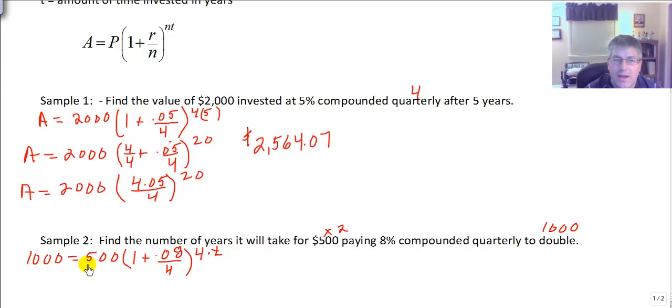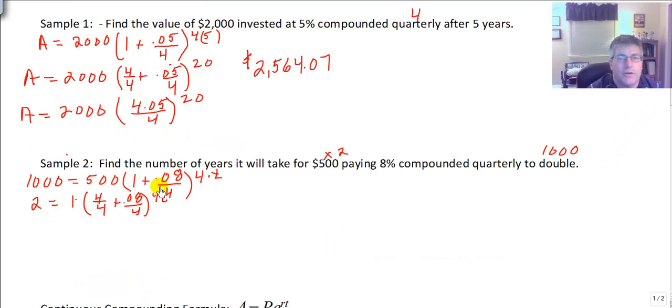So I could divide both sides by 500 right away. Right? Don't we want to have twice as many dollars as we had at the beginning? So this is just going to be 2 to 1. Divide by 500. 1,000 over 500 is 2. We're left with 1. I need a common denominator here. We're going to use 4 again. So 4 over 4 plus 0.08 over 4, all raised to the 4t.